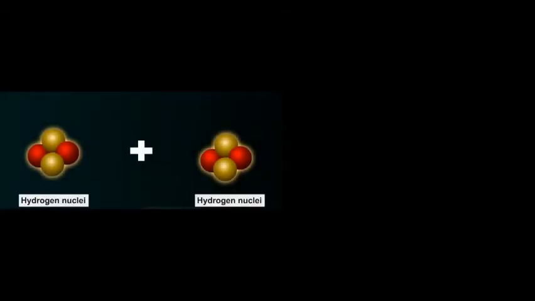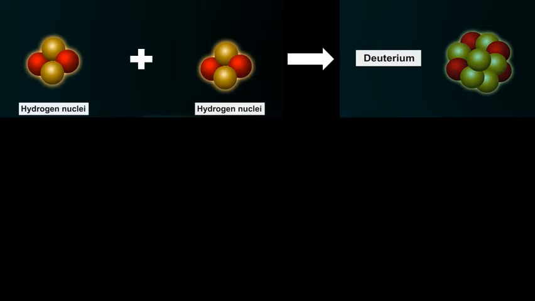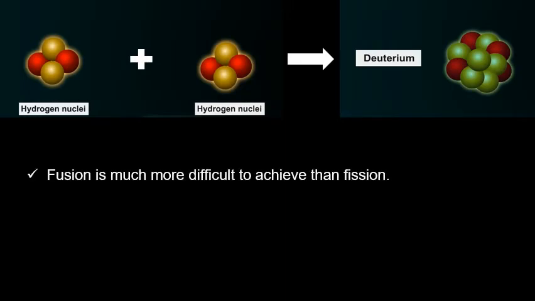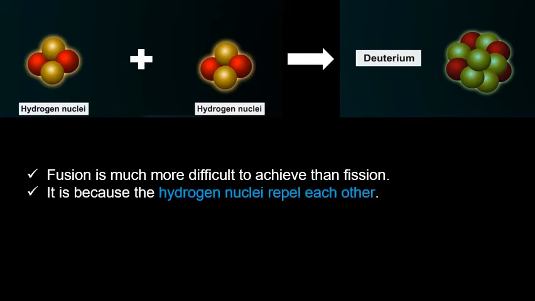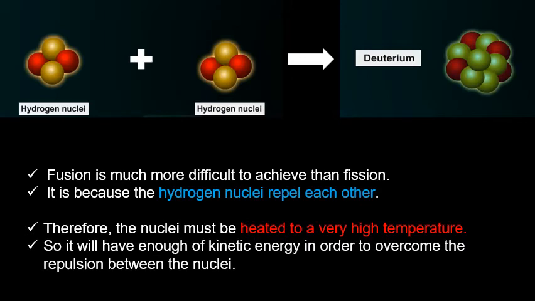So, as you can see from the video, this is the example of how nuclear fusion occurs. 2 hydrogen nuclei combine to form deuterium. Fusion is much more difficult to achieve than fission. It is because the hydrogen nuclei repel each other. Therefore, the nuclei must be heated to a very high temperature. So, they will have enough kinetic energy in order to overcome the repulsion between the nuclei.